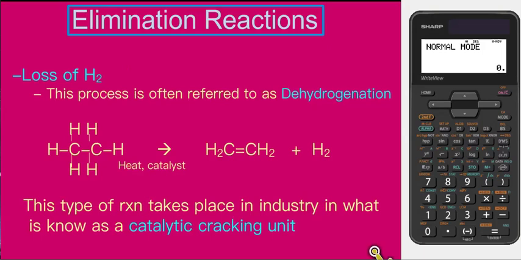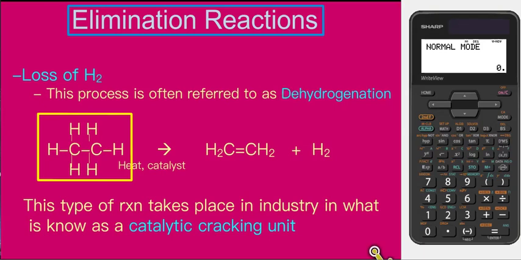Let's start with the first one, the one that I'm putting in the yellow box. The process is often referred to as a loss of hydrogen, dehydrogenation. If I removed the DE, it becomes hydrogenation, the addition.